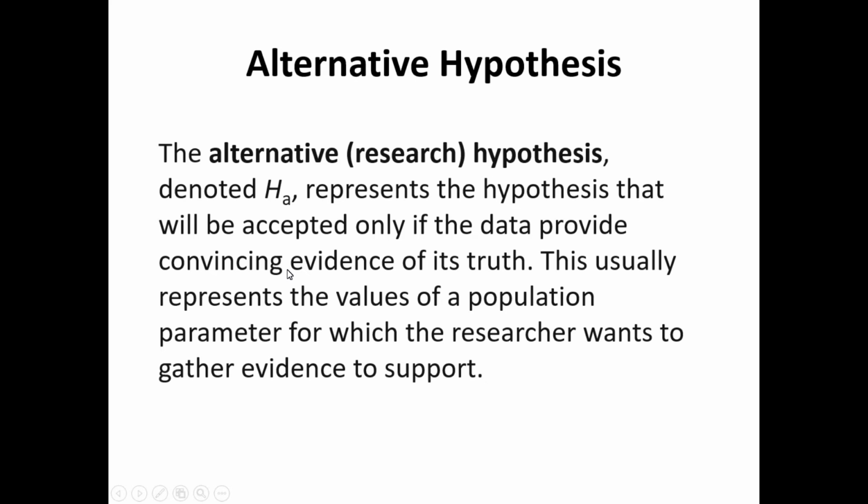The alternative hypothesis, denoted HA, represents the hypothesis that will only be accepted if the data provide convincing evidence of its truth. And this is what we want to prove. It represents the values of a population parameter for which the researcher wants to gather evidence to support. So our goal with an alternative hypothesis is to say the average age in the room is less than 50.